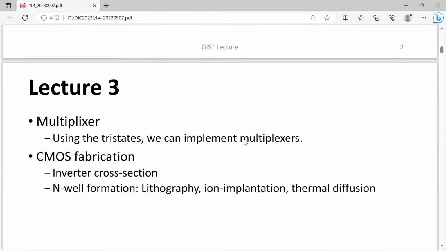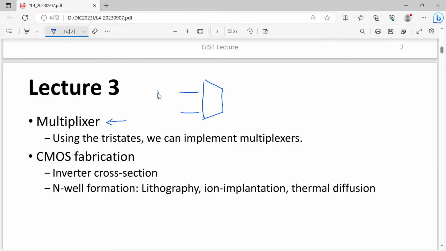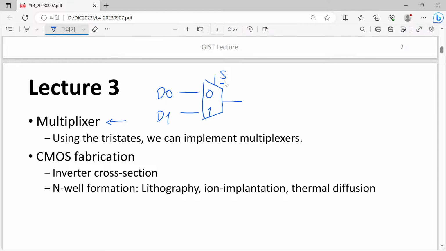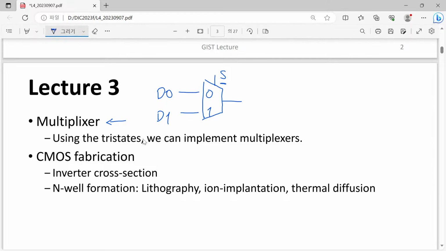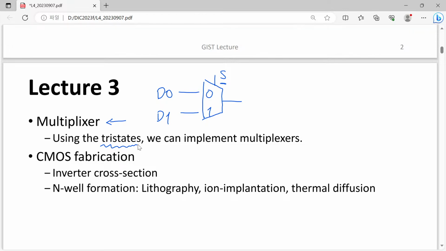In our previous lecture 3, we introduced the multiplexer. A multiplexer simply selects one of the input signals. Let's say D0 and D1 are provided, and there is a select signal. If the select value is 0, D0 is selected, and D1 is selected when S is equal to 1. In order to implement the multiplexer, we need a tri-state gate. We can implement multiplexers using the tri-state.